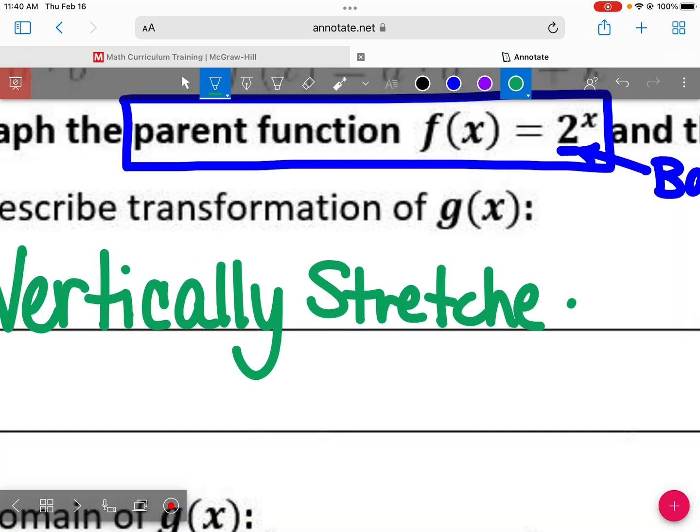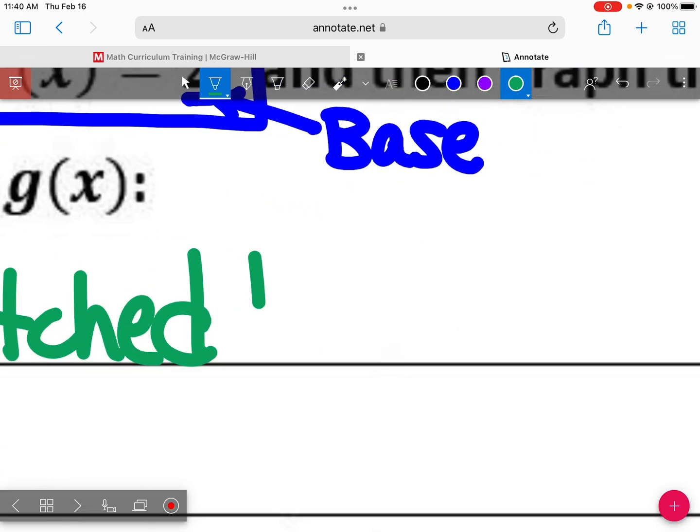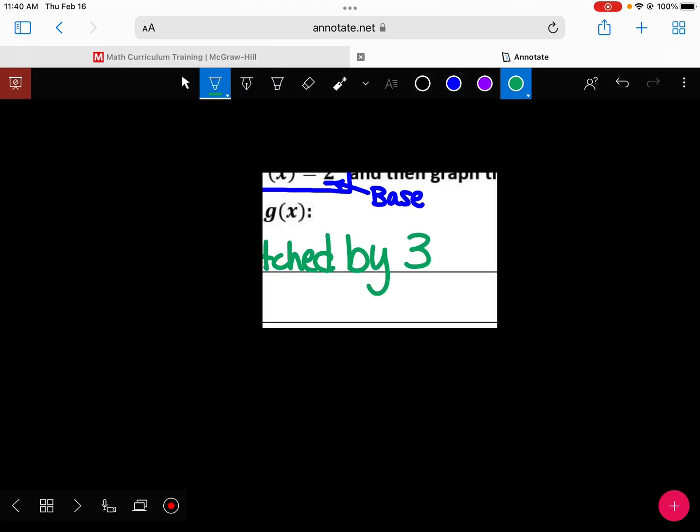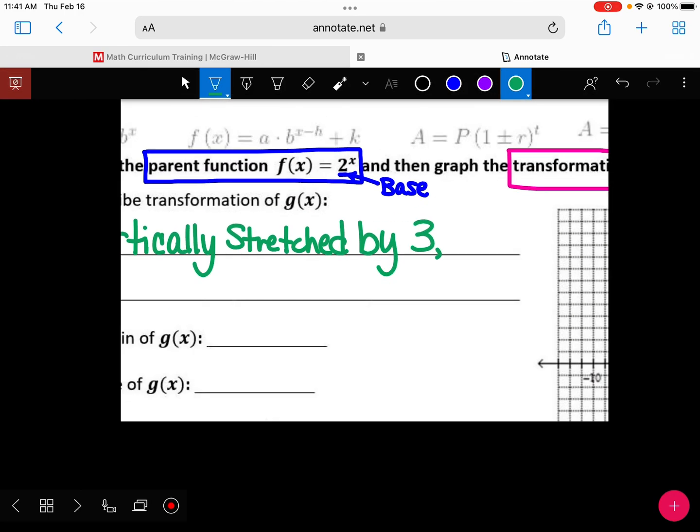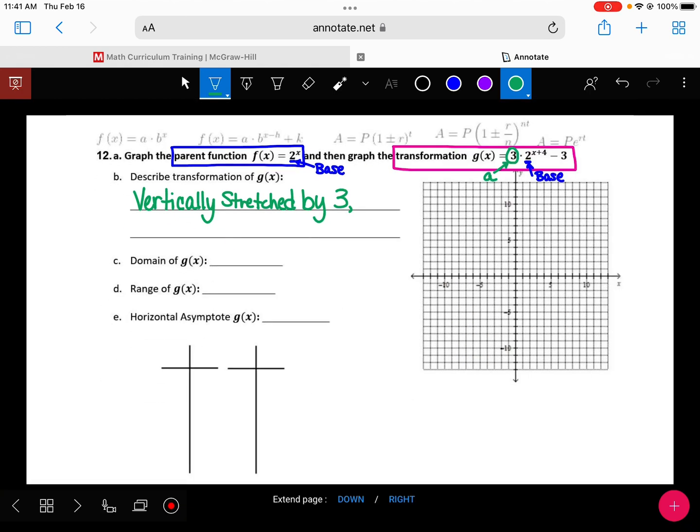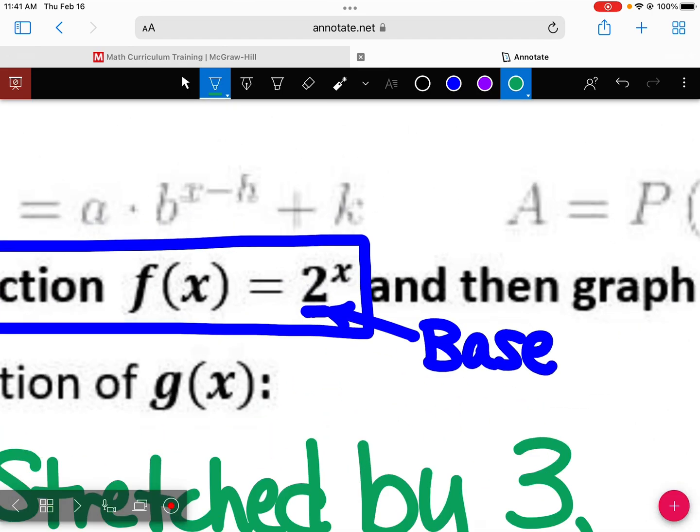And just like if you were going to tell me left, right, up, and down, you have to tell me by how much. Vertically stretched by, what was that A value again? 3. Vertically stretched by 3. I knew that I had to describe that here because here my A value is 3. What's the A value of the parent? 1. There is no A value there. It's a 1. So this is something that's different from the parent. Anytime I see something that's different, I have to describe it. So here, A is 1.